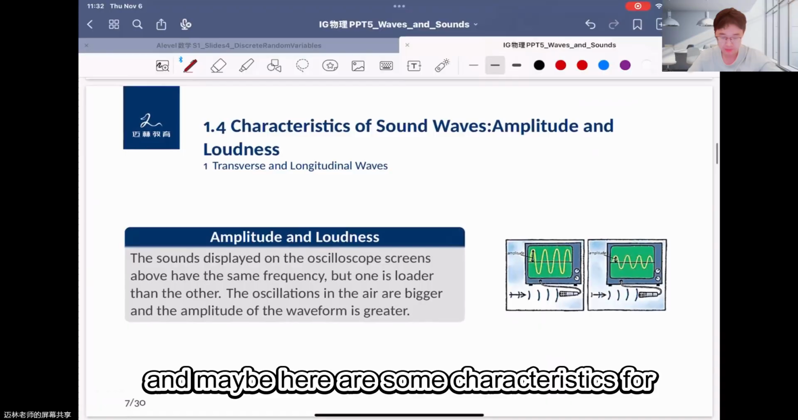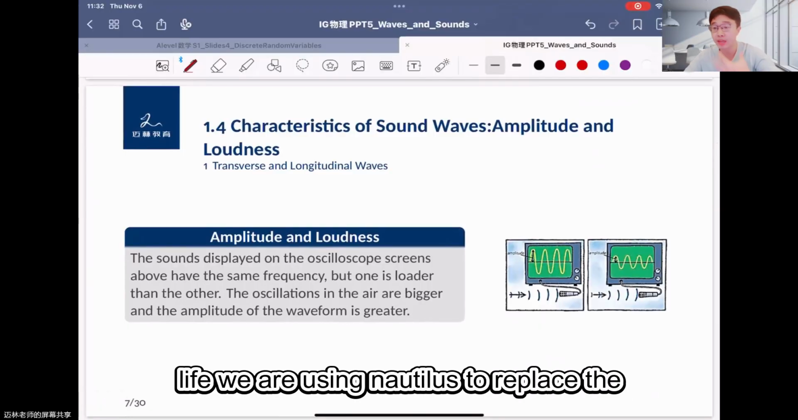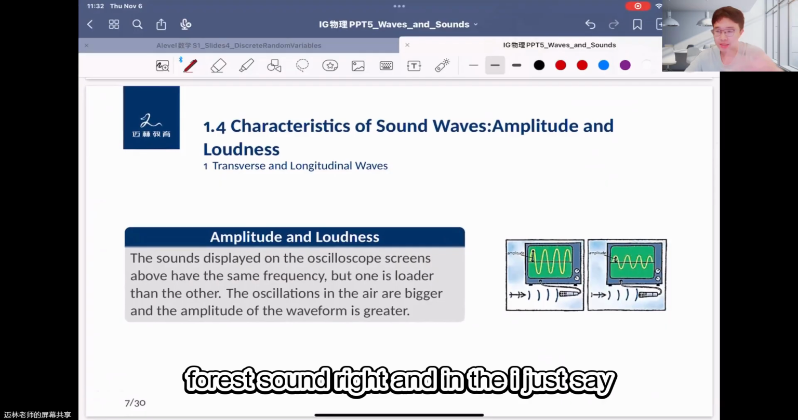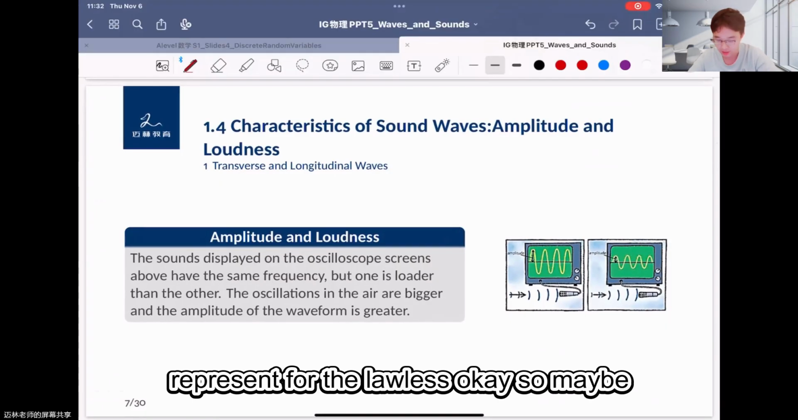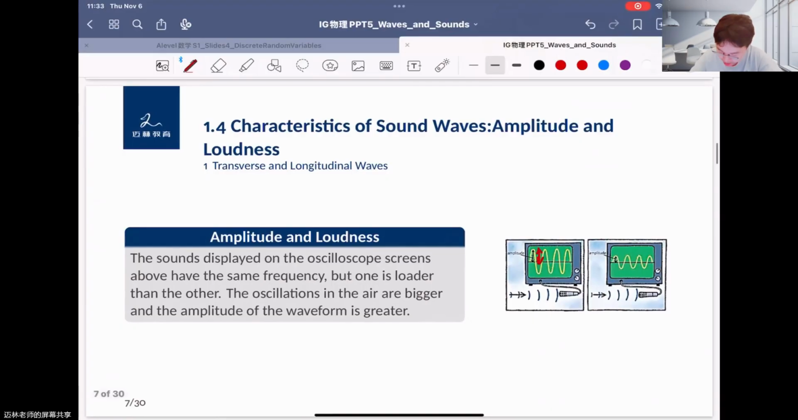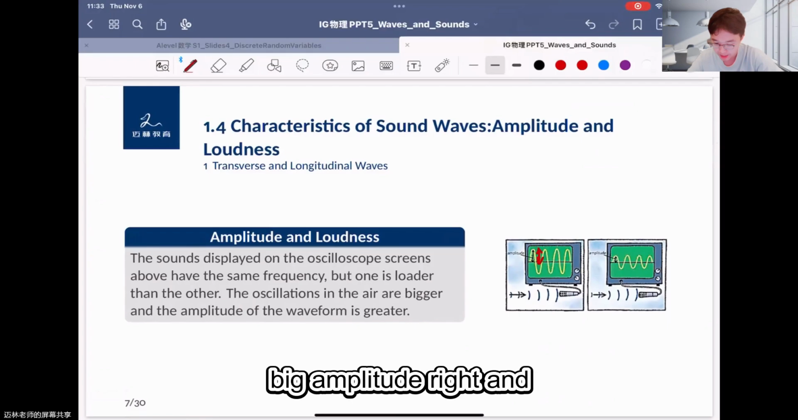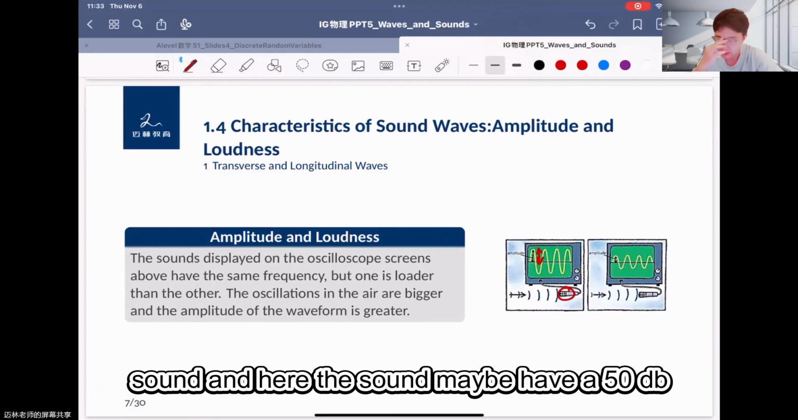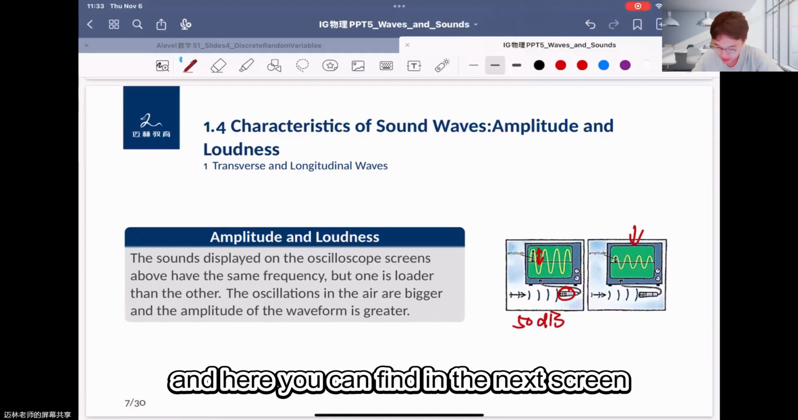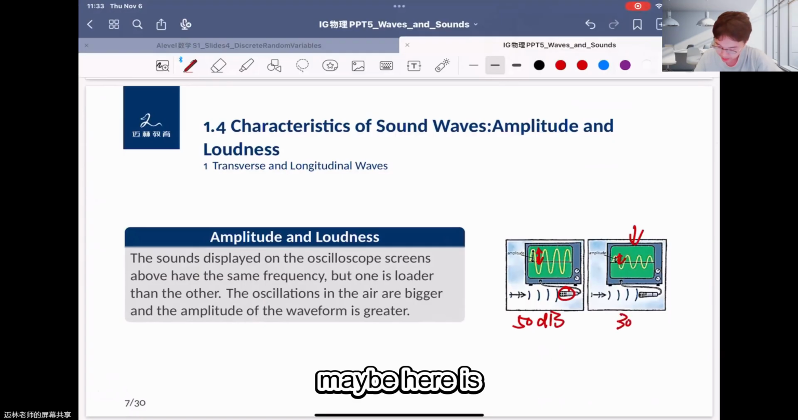And maybe here are some characteristics of sound waves. In our daily life, we use loudness to describe a sound, right? And in IGCSE Physics, sometimes we use amplitude to represent the loudness, okay? So here you can find a wave on the screen that has a very big amplitude, right? And if you use a detector to detect the sound, maybe the sound has 50 dB, okay? And in the next screen, maybe the amplitude is very small, like here. And now maybe here it is 30 dB, okay?